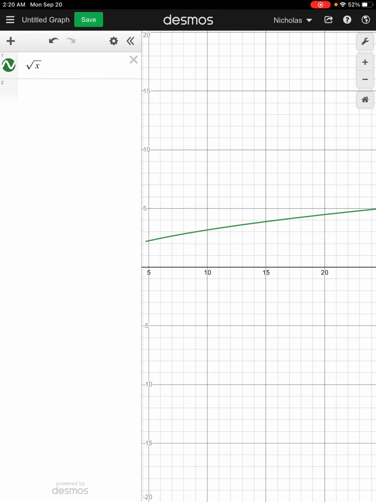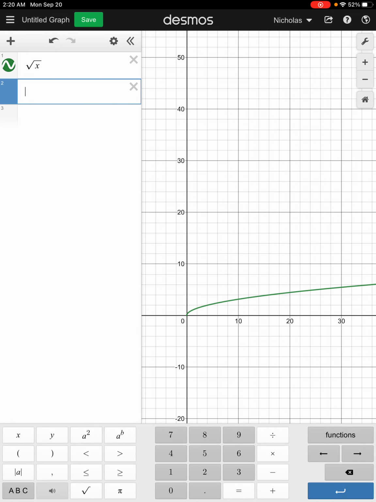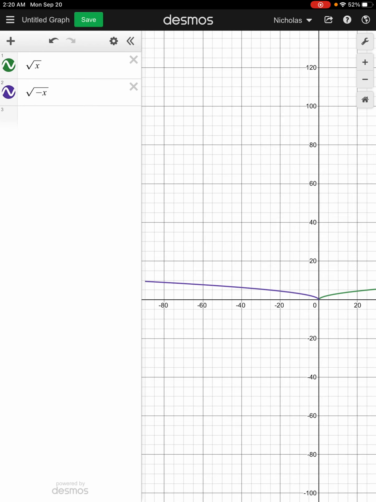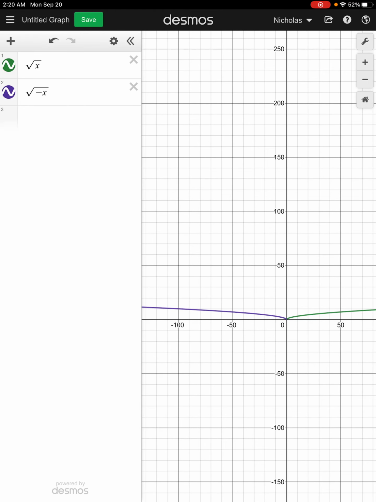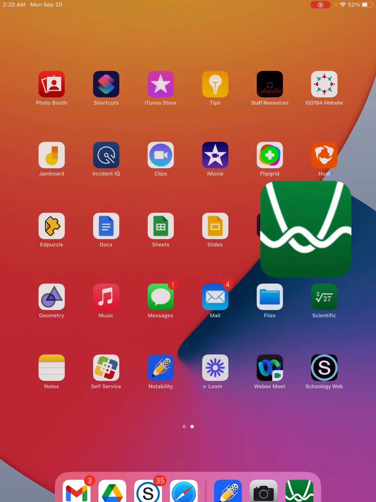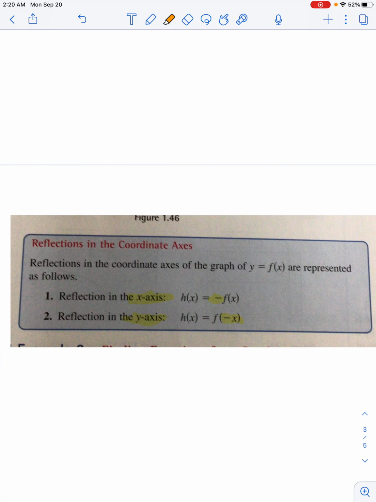Well, what if I wanted to flip over the y-axis? Okay, let's take our square root function of x. Again, this is what it looks like. And then to flip it, I need to take the square root of negative x. And now it is going the other way. So again, that's an example of how you can flip following our rules. And the fancy word for flip is called reflection.